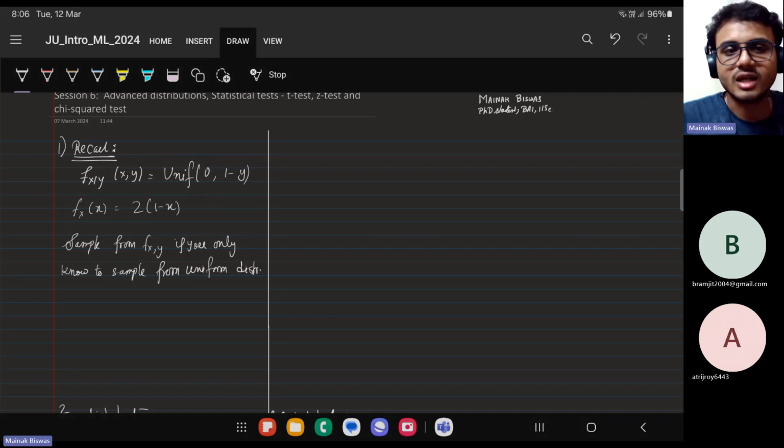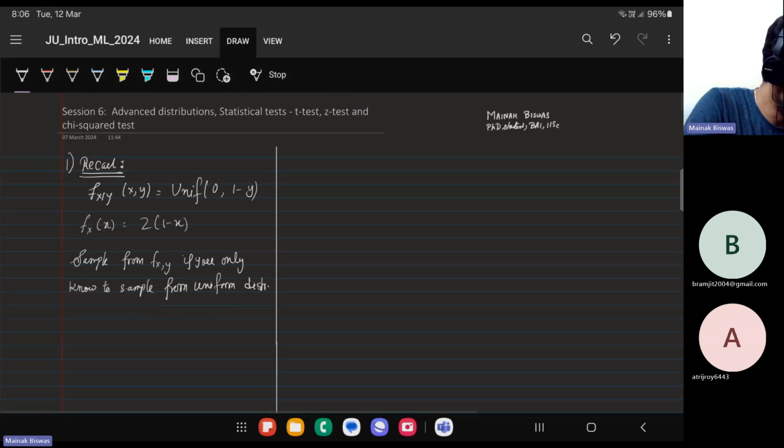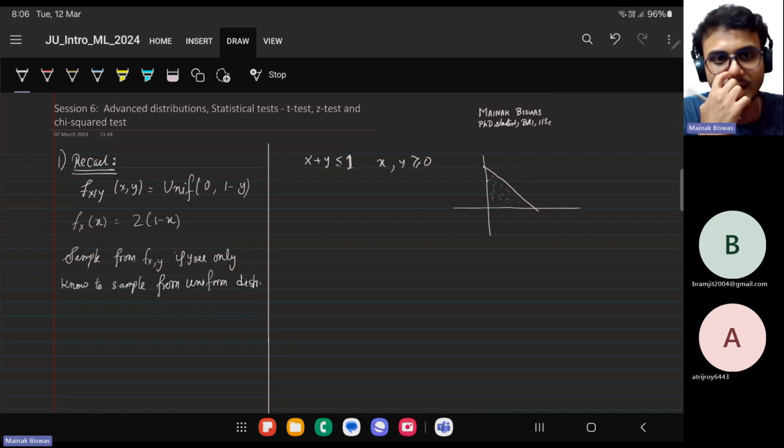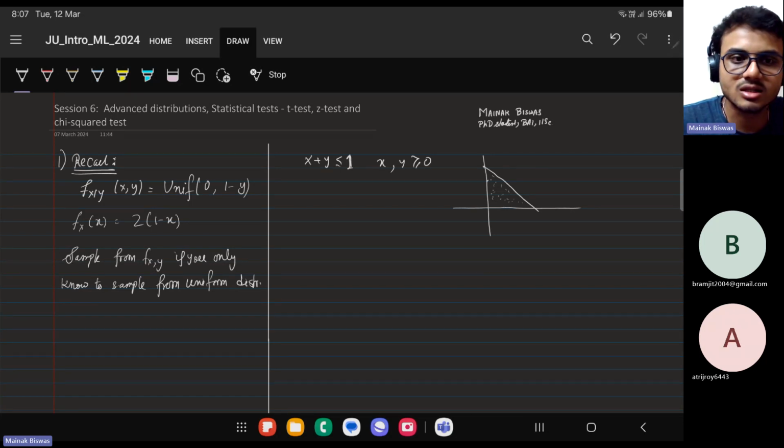So the question that I ended last day with, let people join, and then we can continue with today's material, was: I told you to sample from a distribution x plus y less than or equal to 1, where x, y were greater than or equal to 0. I told you to sample points uniformly, and we found that it was not happening because we were sampling uniformly from x. So I had made a small error there. I'll just draw your attention to it.